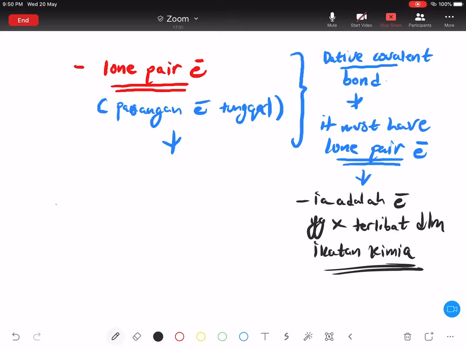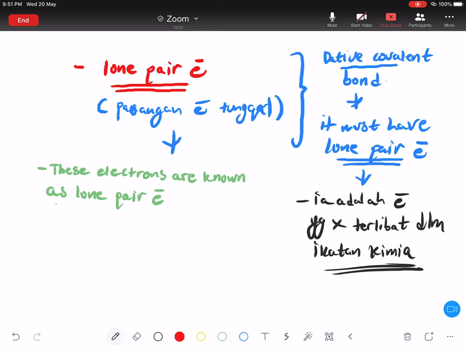So, apa yang saya nak kaitkan? Bila saya cakap lone pair electron, dengar eh. Those electrons are known as lone pair electron. Apa yang lone pair electron?